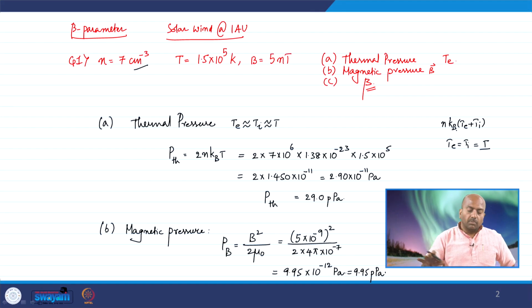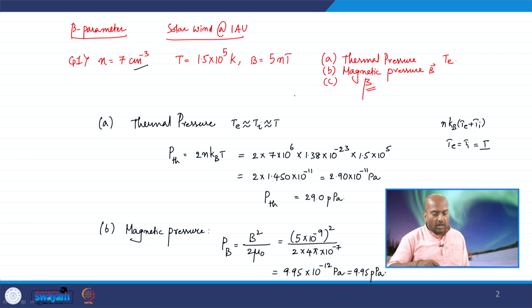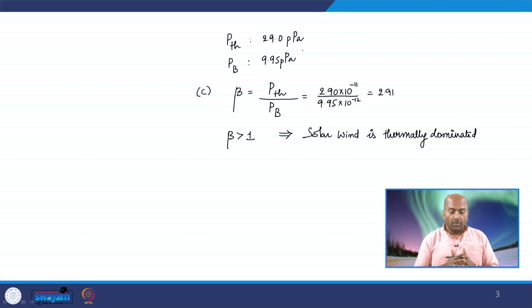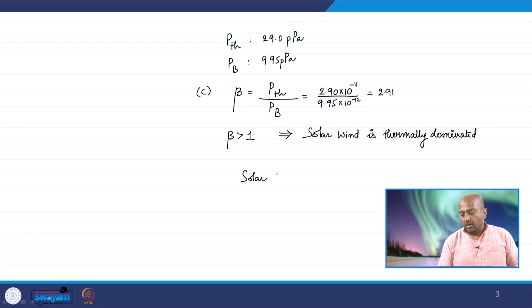We have just been given the plasma parameters, the temperature and the magnetic field, and depending on the magnetic field strength, we are able to calculate the beta value, and this beta value is telling that the solar wind is thermally dominated. So, the magnetic pressure is at least 3 times smaller than the thermal pressure, and we ultimately say that the solar wind is a thermally dominated plasma or high beta plasma. So, that is something that we are recollecting, that we have used solar wind as a high beta plasma.